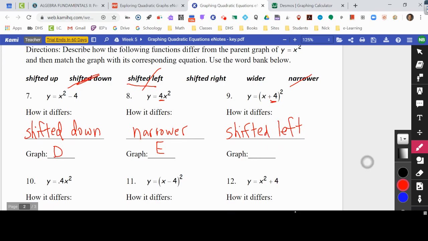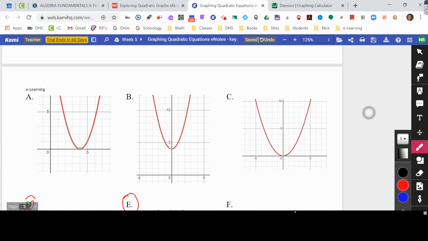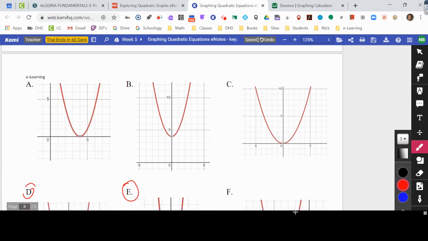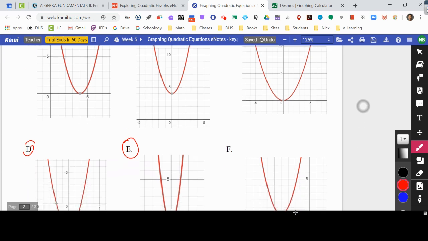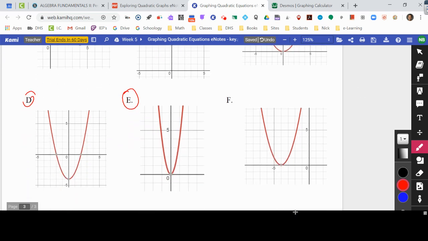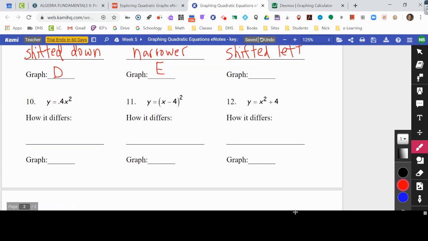Now I'm going to look for a graph that has a shift to the left. Graph A looks like a shift to the right. And here we go, graph F is going to be my shift to the left. So that's going to be F.